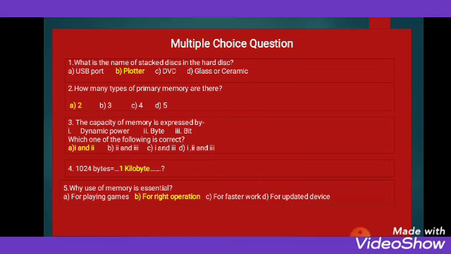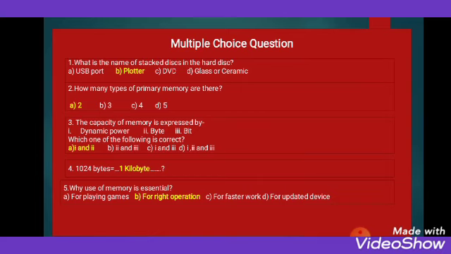Okay. Now come to question 4. 1024 bytes, that means 1024 bytes equals how many kilobytes? 1 kilobyte. We know 1 byte equals 8 bits. So according to this we are calculating.